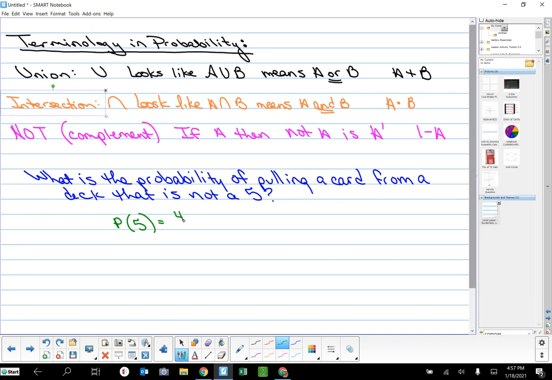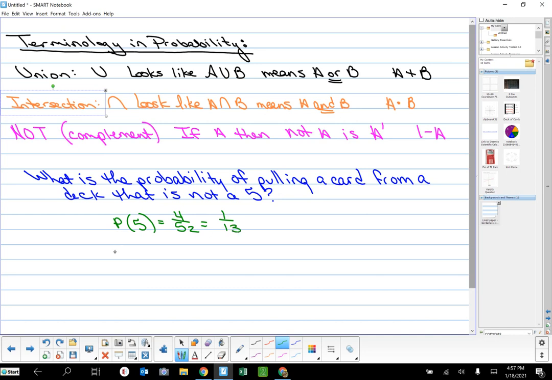And there's 4 5s in a deck out of 52 cards, so that would be 1 out of 13, I think. I don't have this on my paper. Flying by the seat of my pants here. Let's see. So 4 out of 52 is 1/13.